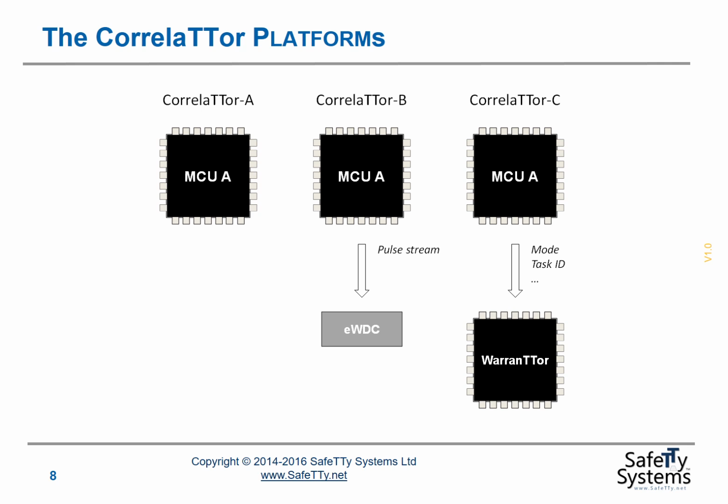So let's start with the correlator platforms. We've looked briefly at these in several of the previous videos, and I'm going to look at the internal operation of these platforms in a bit more detail now. So we have three basic options here that we'll consider: the correlator A platform, the correlator B platform, and the correlator C platform.